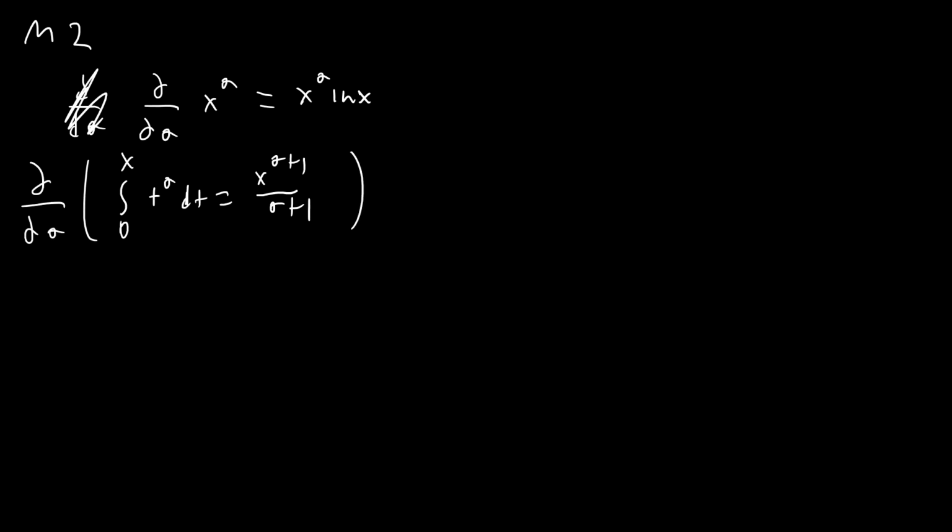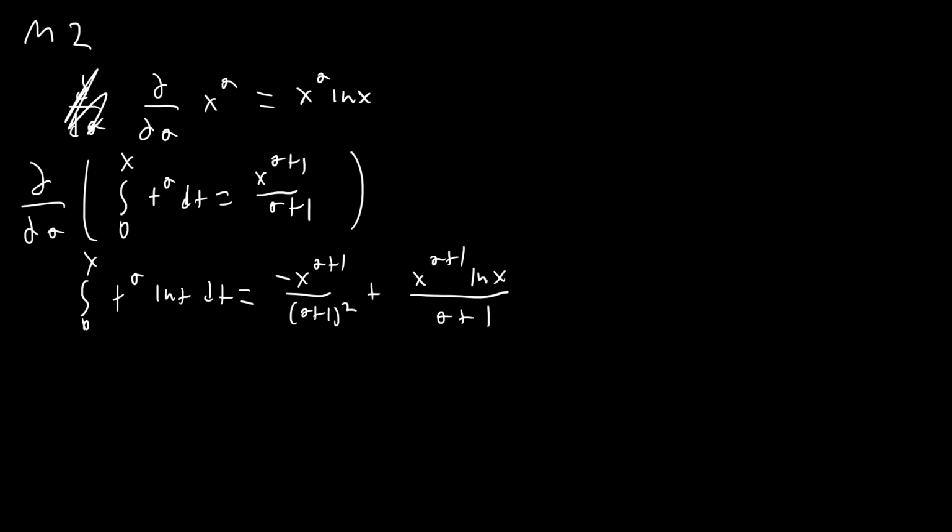So technically not Feynman integration, it's just differentiating under the integral sign. So we get that the integral from 0 to x of t to the a ln t dt is equal to, now let's just go ahead and use the product rule, so negative x to the a plus 1 over a plus 1 squared plus x to the a plus 1 ln x over a plus 1. And then we just go ahead and set a to 0, and that makes this just disappear. And we're just going to get negative x over 1. So just negative x right here. And this is just going to become x ln x over 1. So overall, our answer is just x ln x minus x.